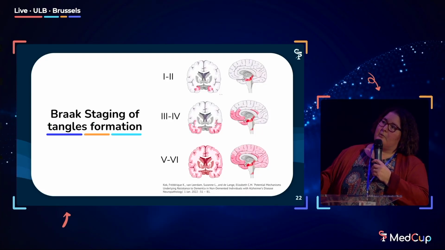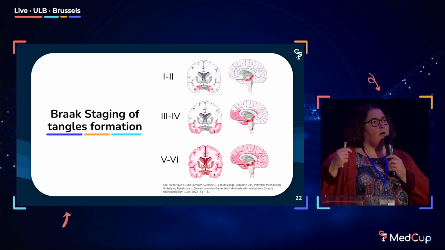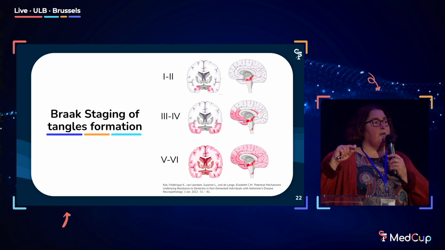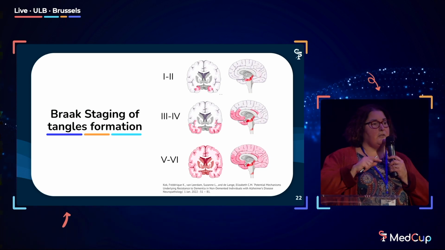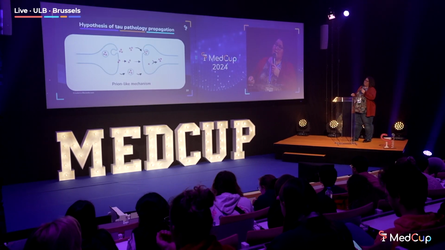And thus we wonder why these regions are always affected in the same order. And when we look at these brain regions, in fact, they are synaptically connected. And we can wonder if the pathology is not propagating between neurons. Next slide.